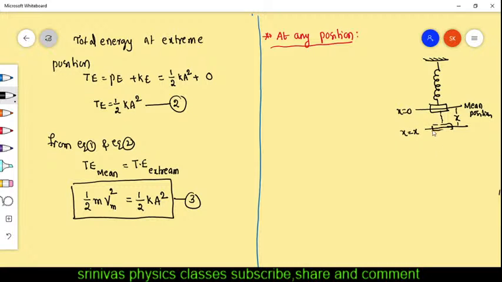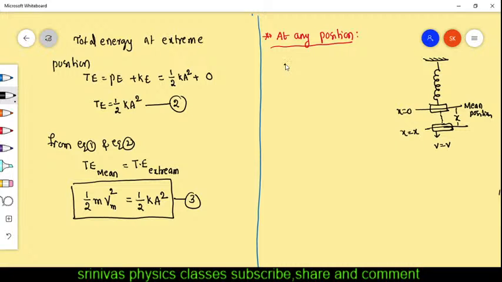Okay, we pull down to this position. This is not the extreme position, and this is not the mean position. We do not need to draw the extreme position here. And now at any position it has a velocity also, and the velocity is considered as v.